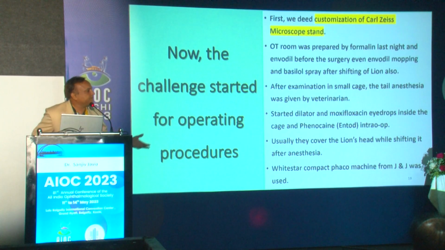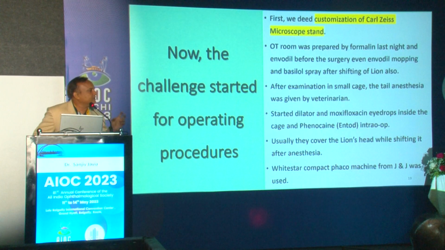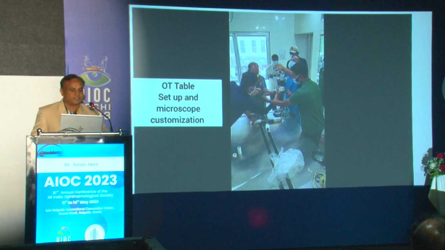Now the challenge is the IOL is there, everything is there. How to operate? This is the animal. He is not lying like us, but lying sideways, not exactly. So we used a Carl Zeiss microscope and made a stand in the zoo separately, and all the devices were made for that only. This is the stand.